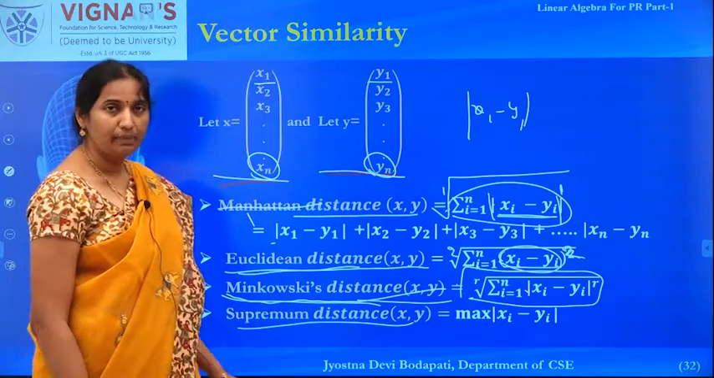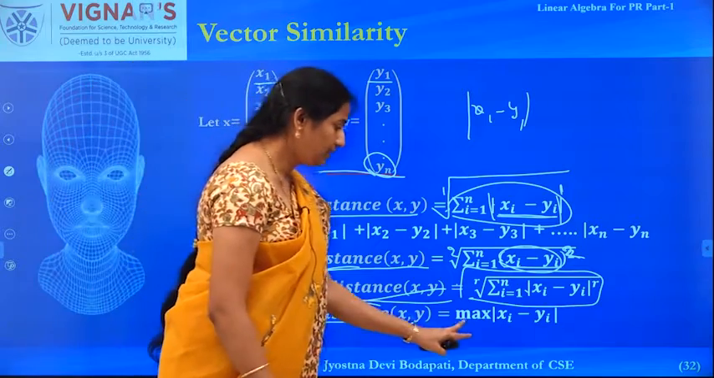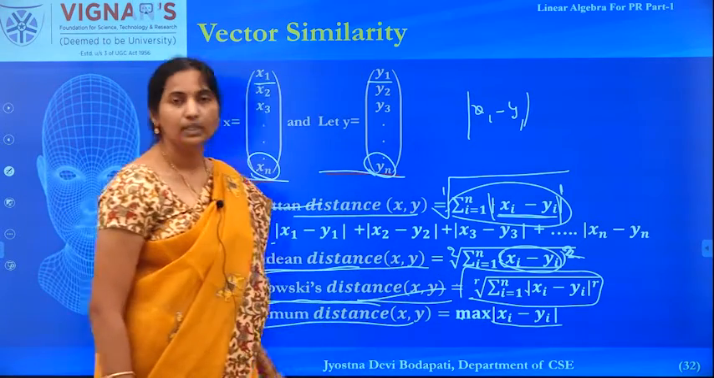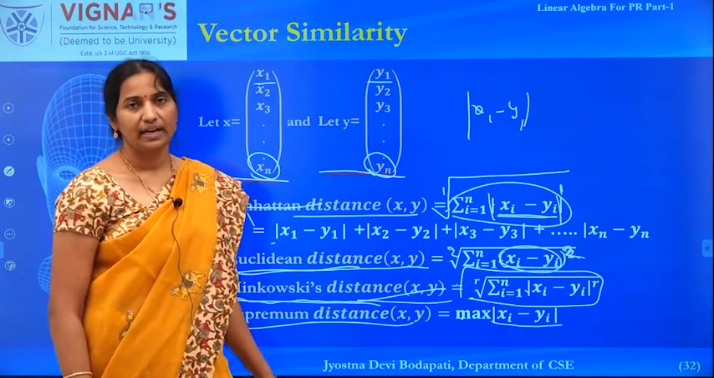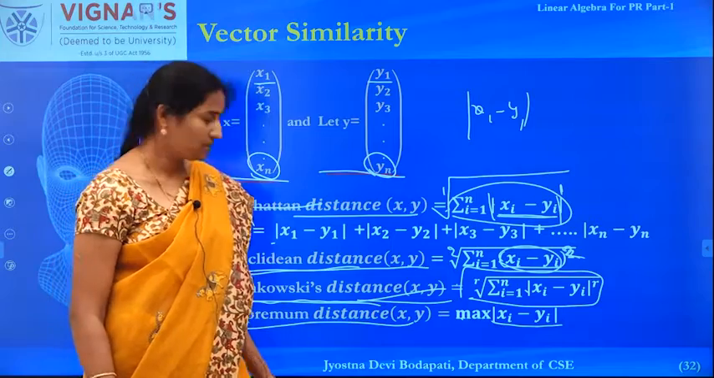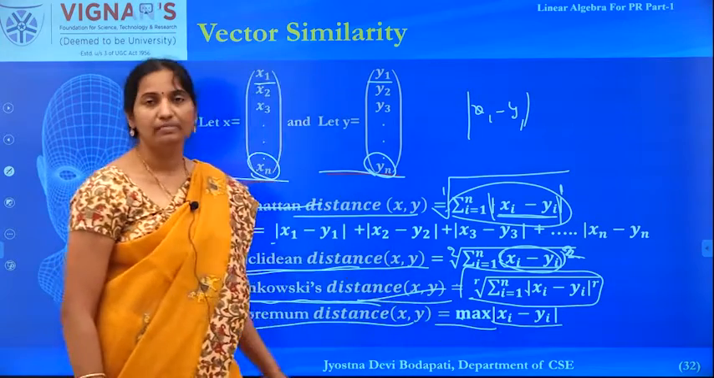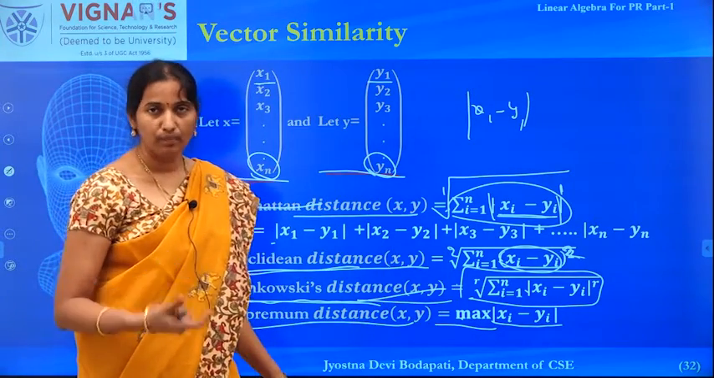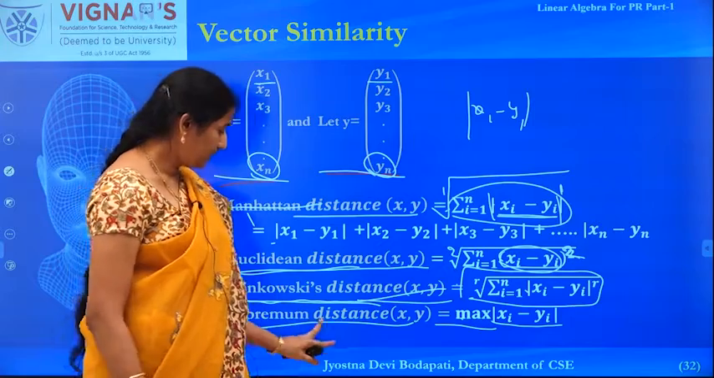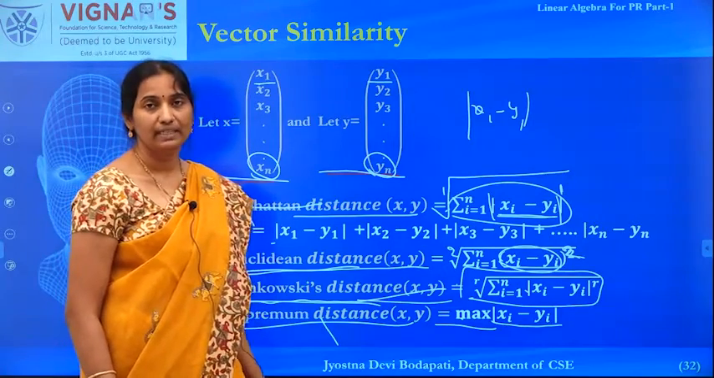And now let us see what the supremum distance is. In the case of the supremum distance, you just take the difference between all the individual elements of the vectors, take their absolute differences, then consider the maximum value among them. So that gives me the supremum distance of the vectors x and y.